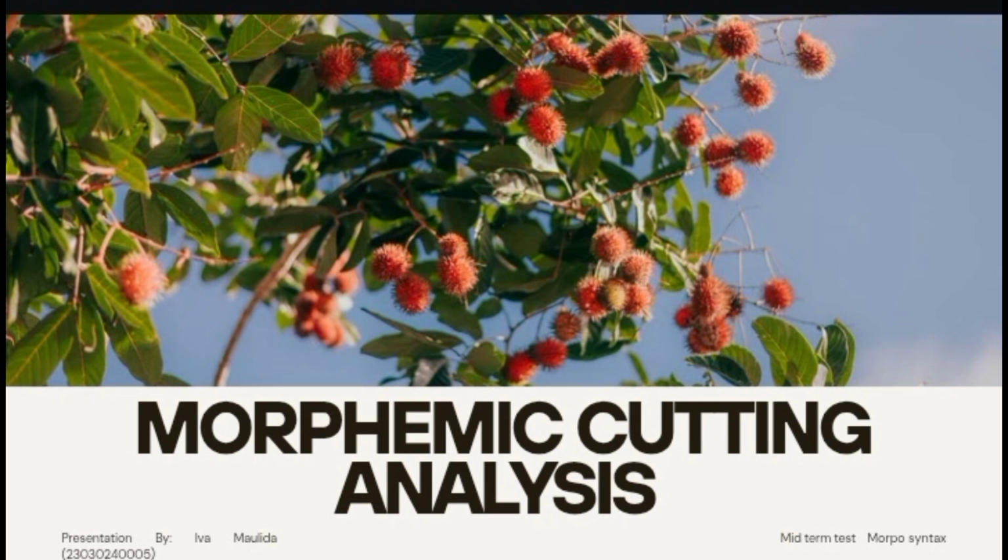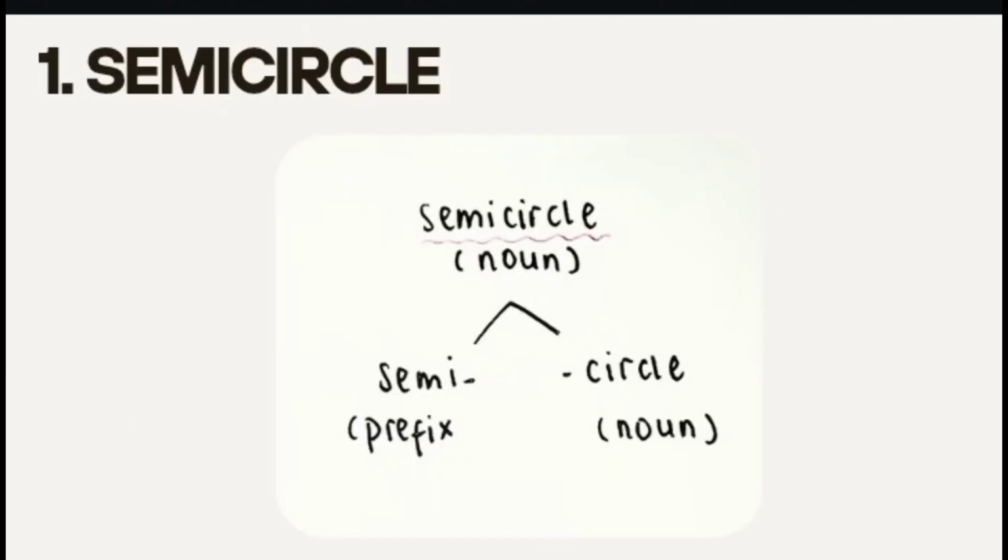The first word is semicircle. If we look at the tree diagram, the root here is circle, which is a free morpheme and functions as a noun. Then we have the prefix semi. Semi is a bound morpheme, specifically a derivational prefix, because it modifies the meaning of the root. When combined, they form a new noun, semicircle, which means half of a circle. So this is a simple structure of prefix and noun.